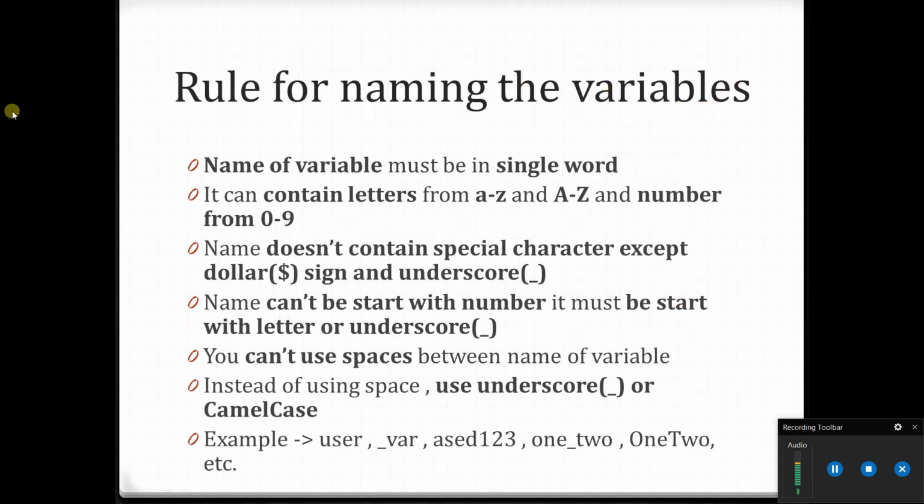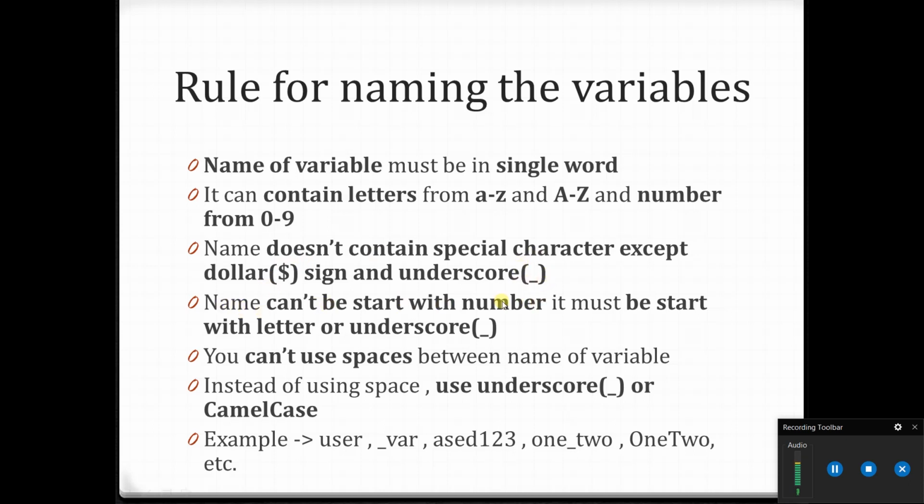Rules for naming the variable. There are certain rules for naming variables. First, the name of the variable must be a single word. So you cannot use more than one word for naming the variable. It can contain letters from small a to z and capital A to Z and the numbers from 0 to 9. So you can use numbers and letters, but you can't use special characters except the dollar sign and underscore. So you cannot use an exclamation mark or star or at the rate. You can only use the dollar sign or underscore sign if you want to.